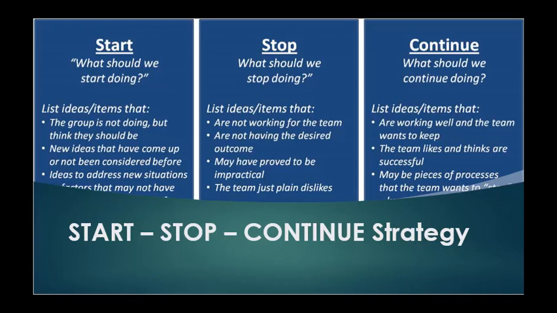When we look at what we need to stop doing, this is usually some maladaptive behavior or things that are distracting us from our goal achievement. So something's not working for the team, you're not having the desired outcomes, or you may have proved to be an impractical or unrealistic goal. So those are the kind of things that we have to look at and change as needed. But so we need to stop doing something to achieve our SMARTS goal.